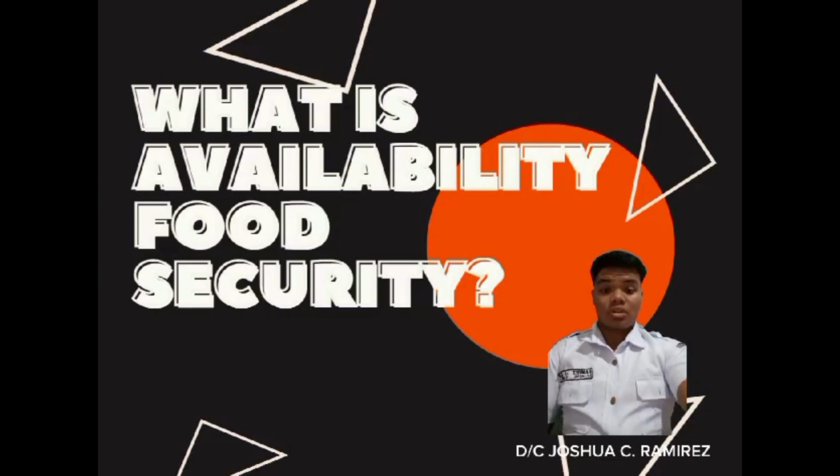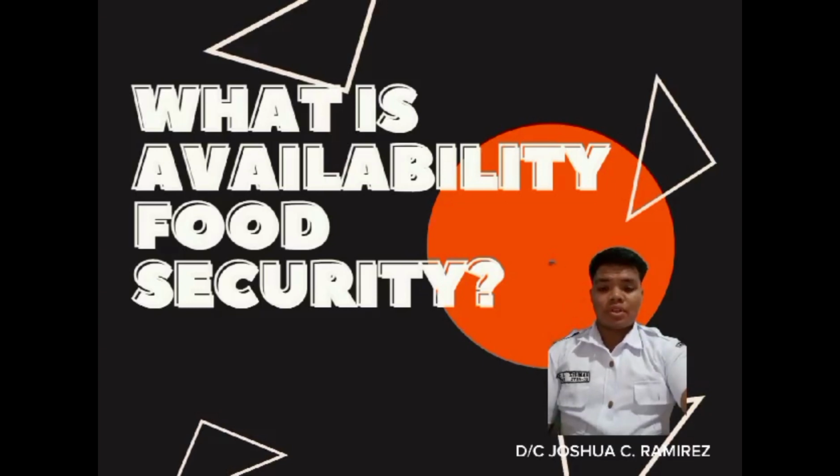When it comes to ensuring food security, there are 5 keys to keep in mind. First is availability. Second is access. The third is utilization. The fourth is stability. And the last is agency.